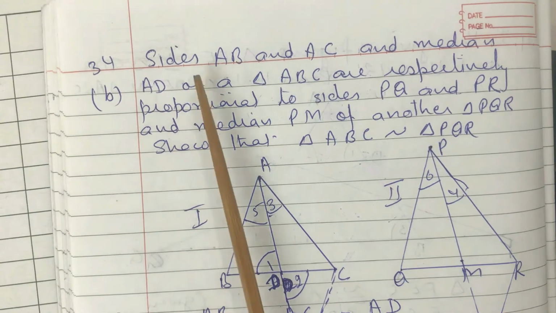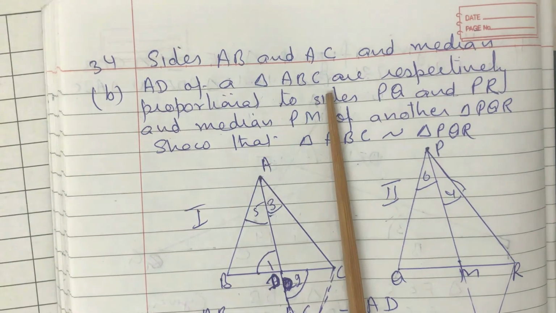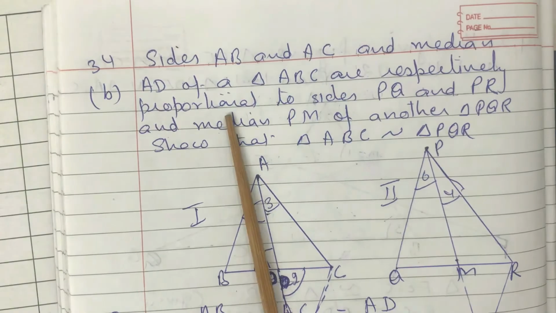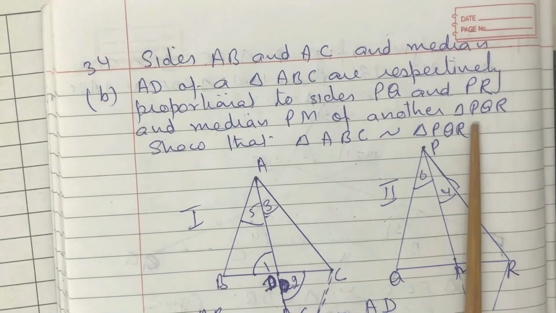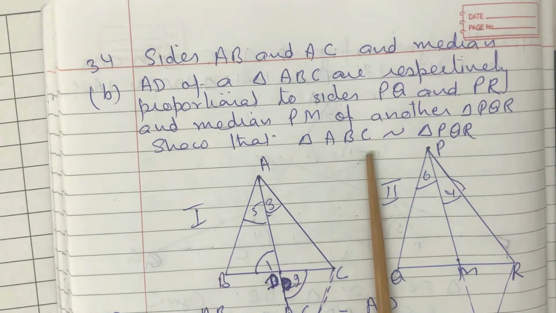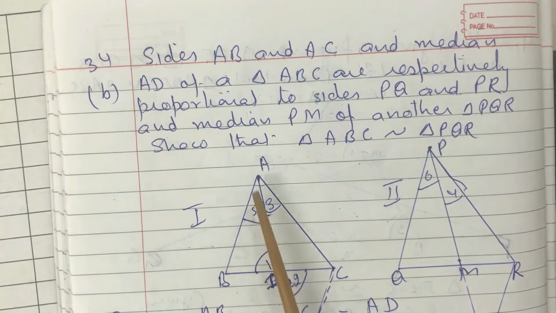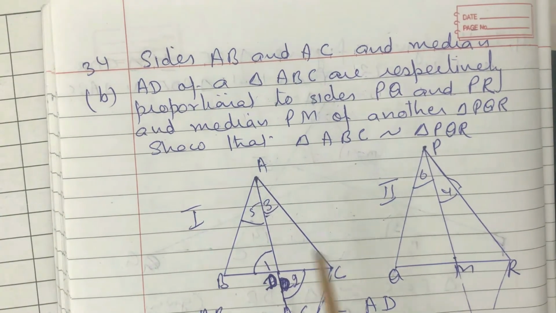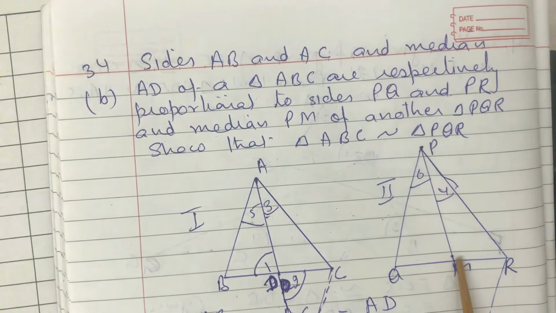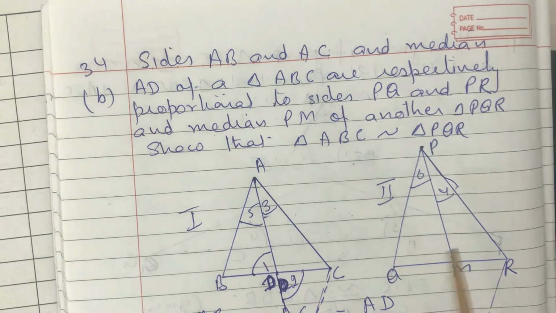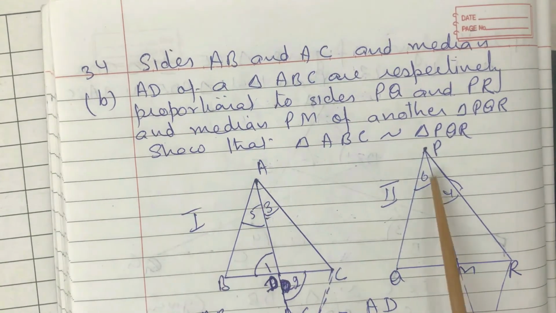34th question B part. Sides AB and AC and median AD of a triangle ABC are respectively proportional to sides PQ and PR and median PM of another triangle PQR. Show that triangle ABC is similar to triangle PQR. Now here AB upon PQ, AC upon PR and AD upon PM, they are proportional.